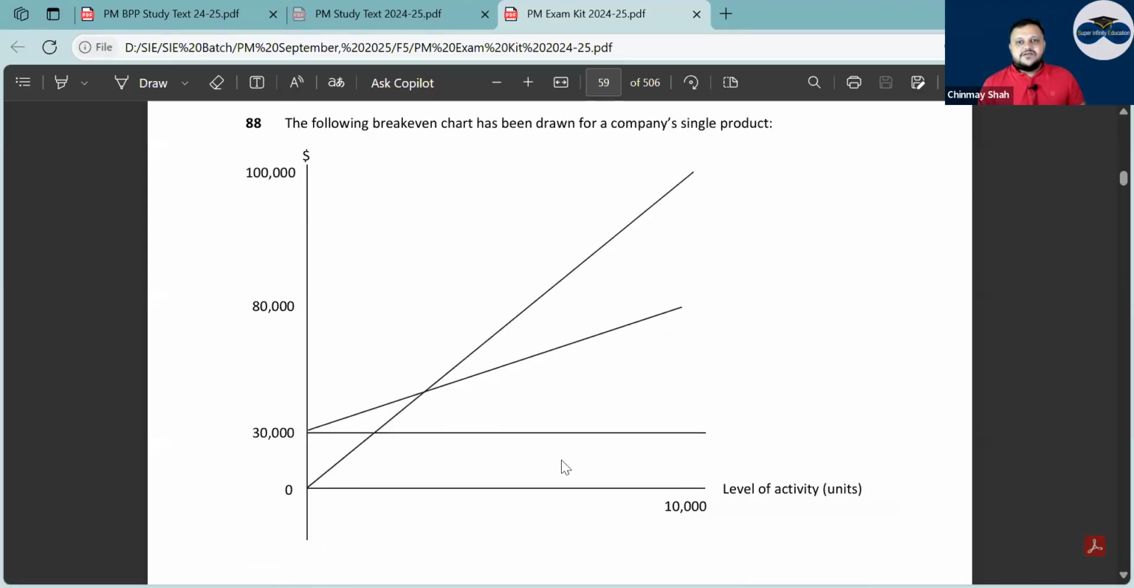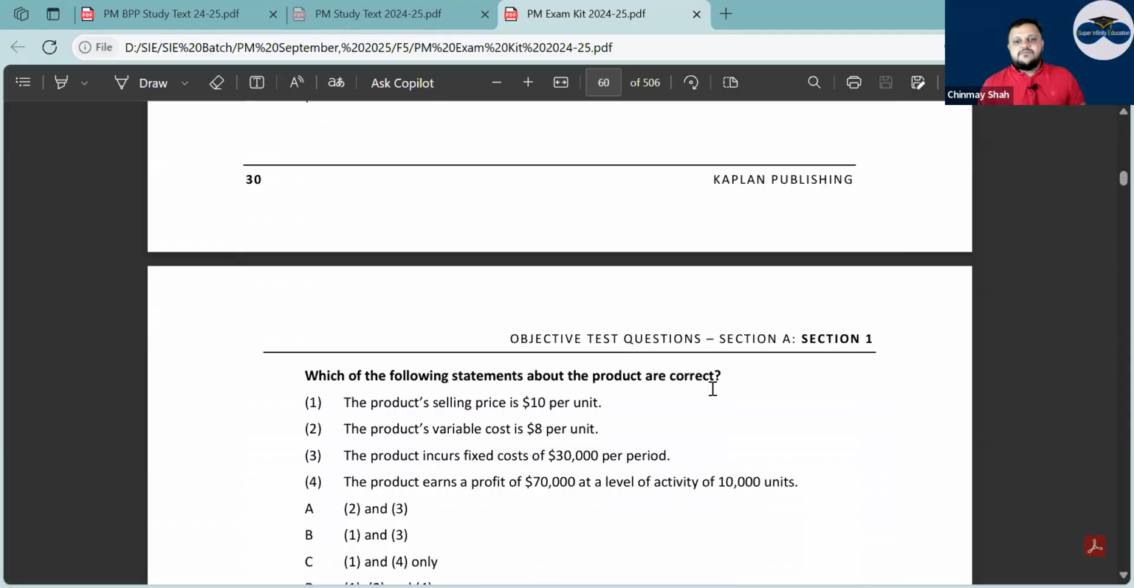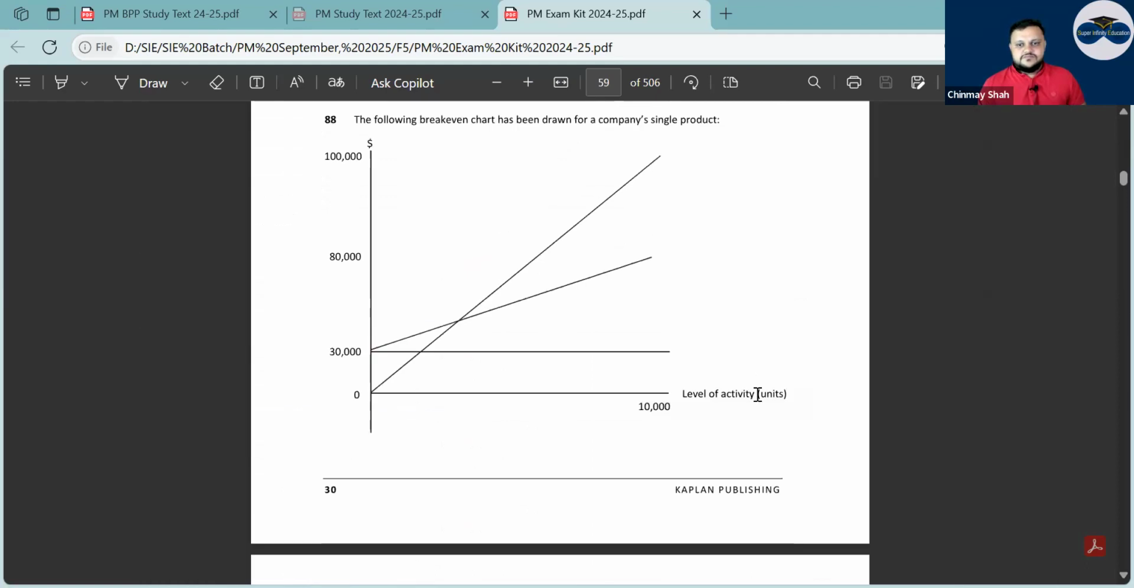The following break-even chart has been drawn for a company's single product. Which of the following statements about the product are correct? Have a look. The level of activity here at the end is 10,000. Here it is 0. This is 30,000. This straight line is what? Fixed cost. The line that goes up from fixed cost is what? Variable cost, or total cost?